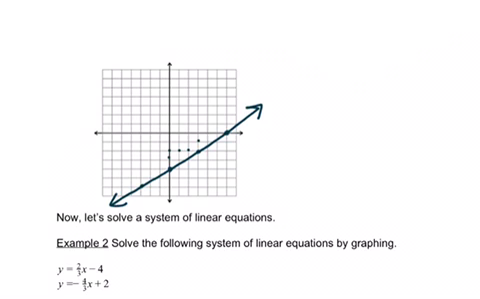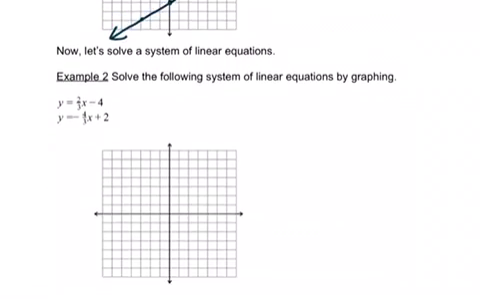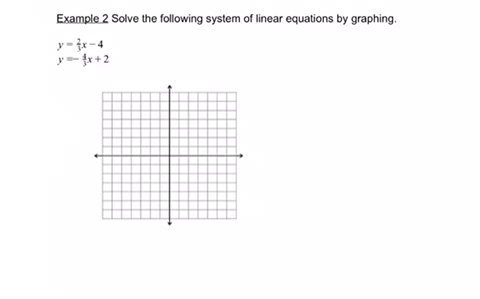Now let's add on another equation. So let's solve this system. If you notice the top equation, y equals 2/3 x minus 4, we just got done graphing that. So I'm going to go ahead and plot my y-intercept at -4. And I'm going to go up 2 units and over 3, and then back down 2 units and to the left 3. And there's that line.